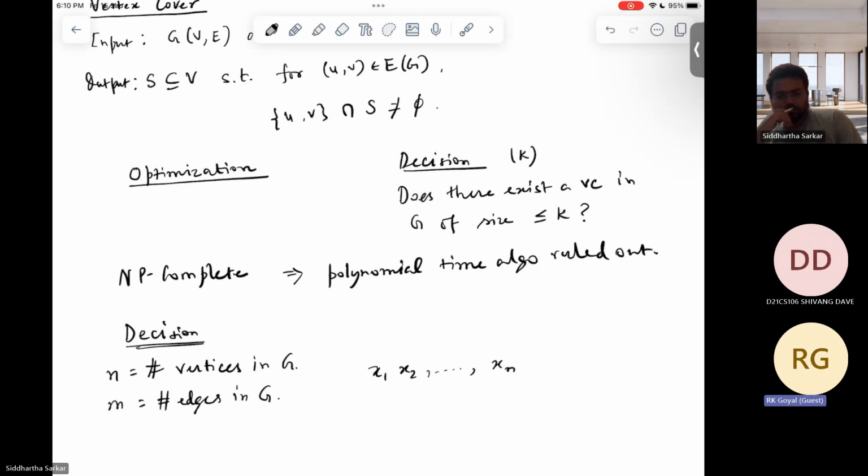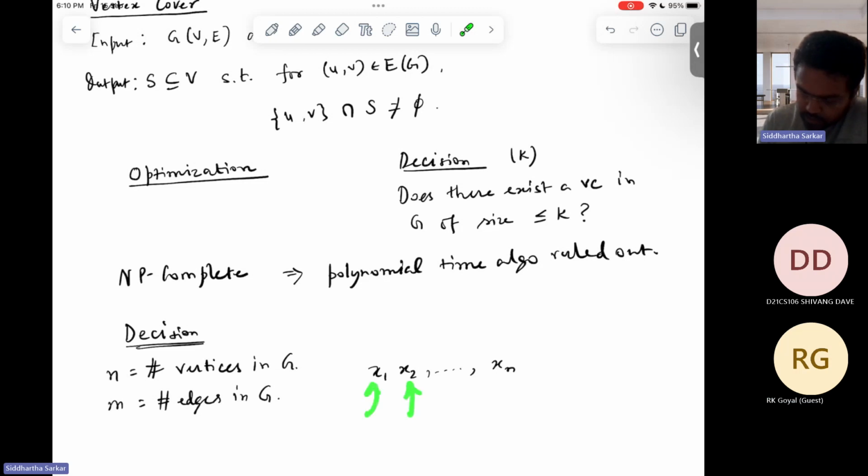Okay. So let's try to digest what you said. You said that you will take a variable for every vertex and then you will consider a random permutation of these variables.